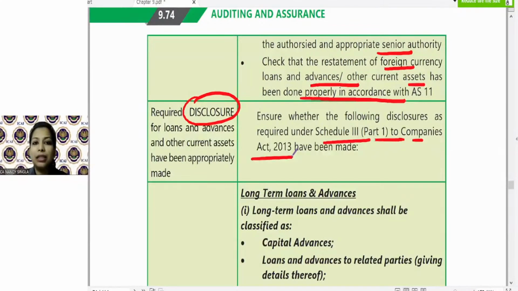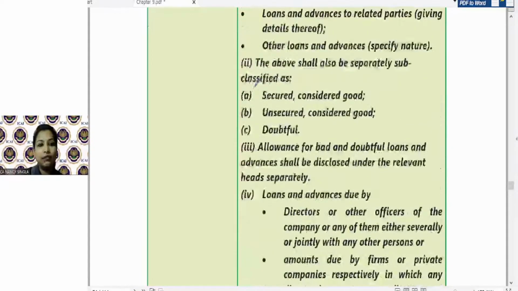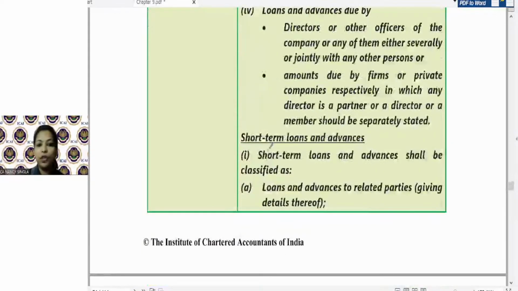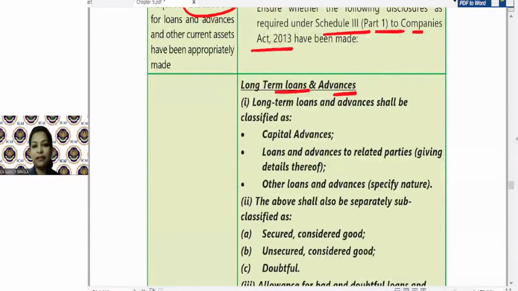So be a little smart learner. If you have done trade receivables well, you will be able to answer trade payables and advances also. Okay. So long-term loans and advances, and then you will have what? Short-term loans and advances. Now with respect to long-term loans and advances, they shall be classified as capital advances, loans and advances to related parties, other loans and advances specifying the nature, and here also give the details if any loans and advances have been given to related parties.